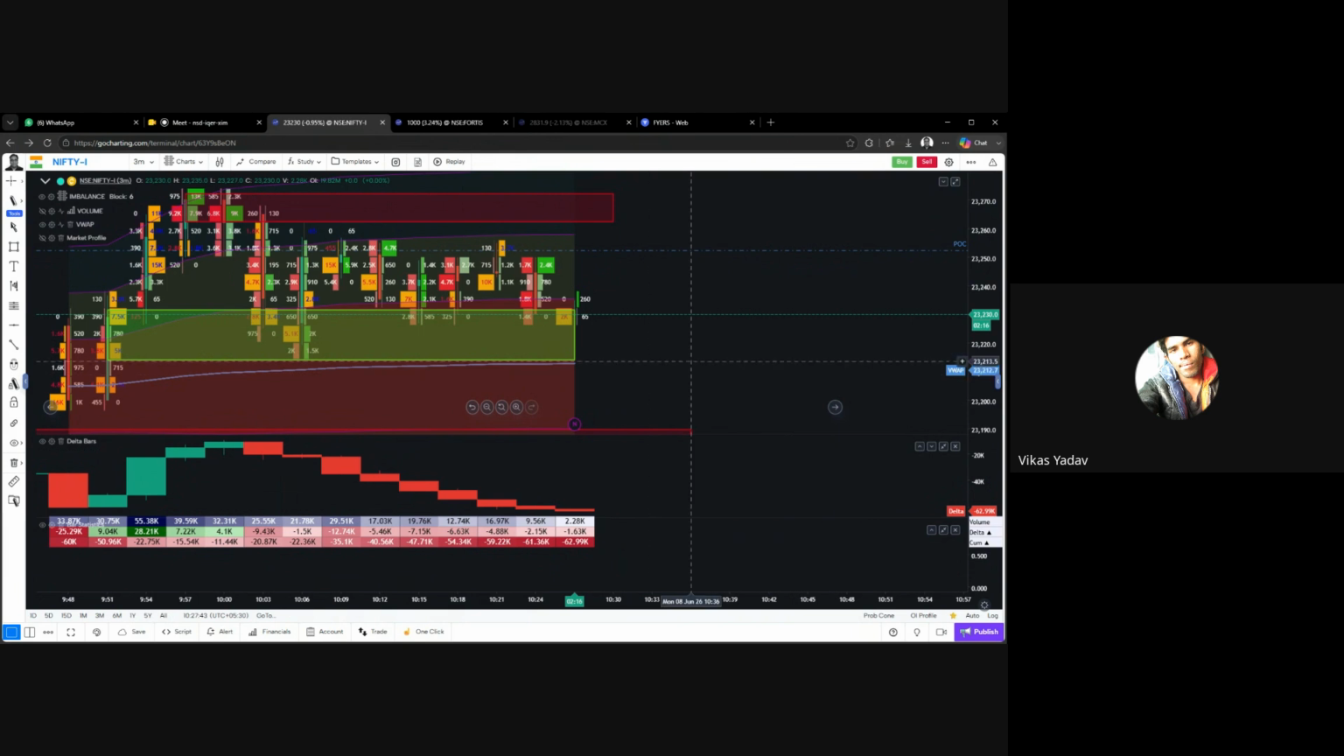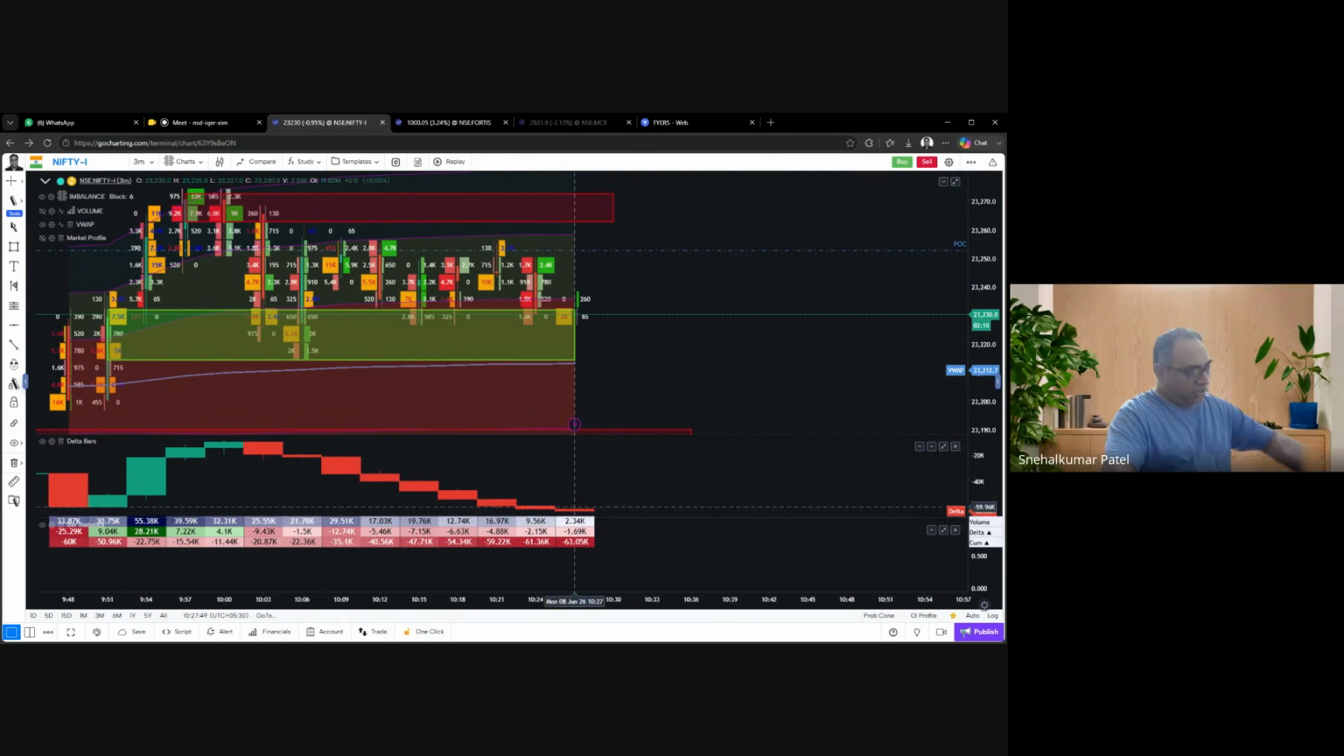Okay, this indicator is basically volume only, right? No, delta bars. So there are three things here. The first row that you see is the volume, which is the total of number of buy and sell quantity in this particular candle. The delta is the difference between number of buy quantities minus number of sell quantities. In this case, number of sell quantities are more, so that's why the value is negative.